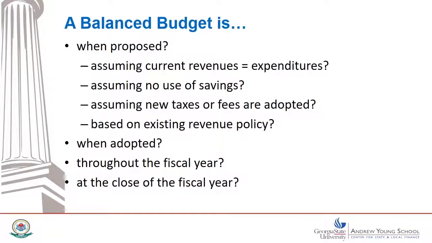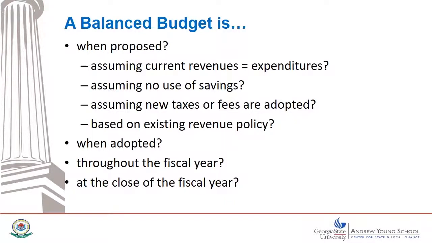A balanced budget is where revenues equal expenditures. But are the revenue expectations built on existing revenue sources and rates? Or is the budget premised on higher fees, or a new revenue source or tax? Are savings from prior years used to balance the budget? If the latter is true, then this use of savings cannot continue indefinitely. At some point, savings will be depleted, and there will be nothing else to balance the budget with.